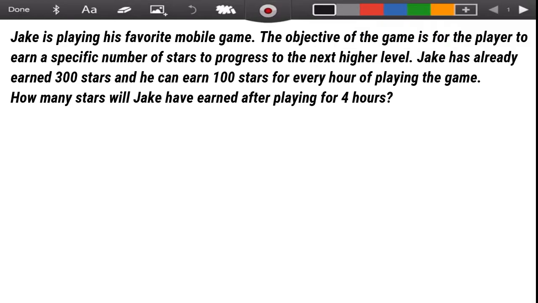First, we need to understand the problem. So Jake has already 300 stars and in every hour of playing, he will gain 100 stars. So the question is, in 4 hours, how many stars will he get?